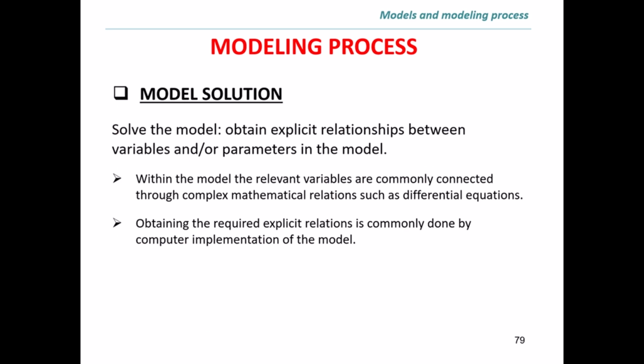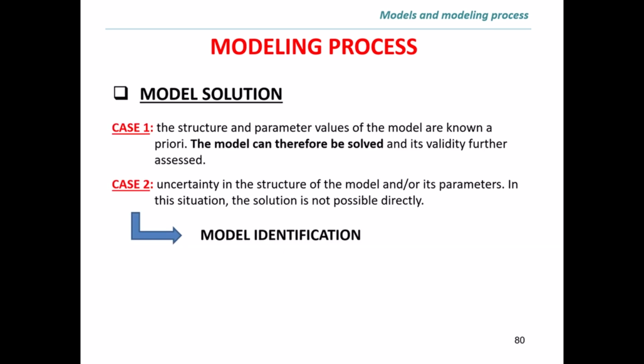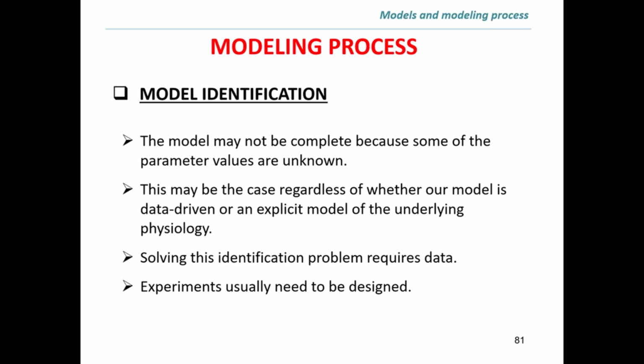After formulating the model, we go to model solution only in the case in which we know all the model parameters. In the case some of the model parameters are unknown, we need to proceed toward model identification. Model identification means that we solve an identification problem in order to get information about the unknown parameters of the model.